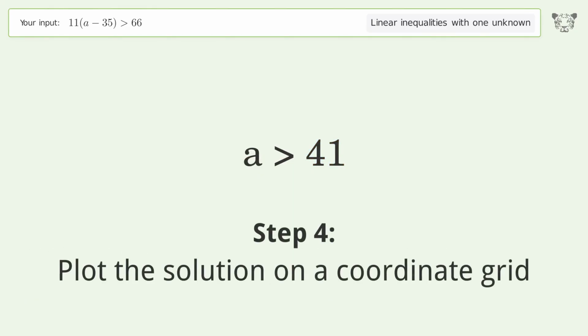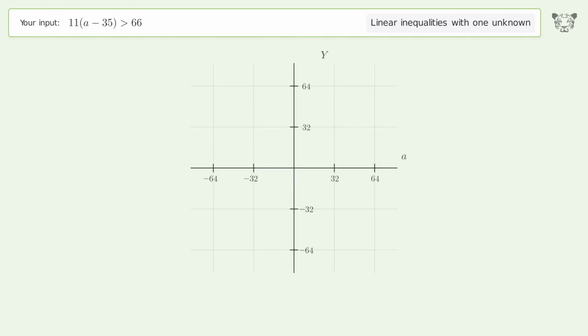Plot the solution on a coordinate grid. And so the final result is a greater than 41.